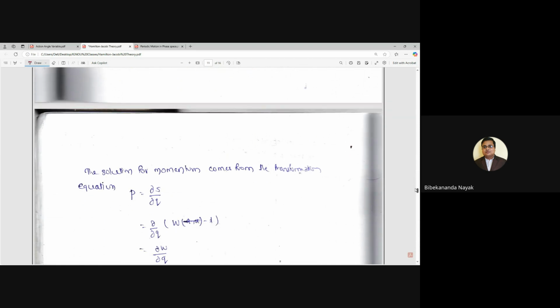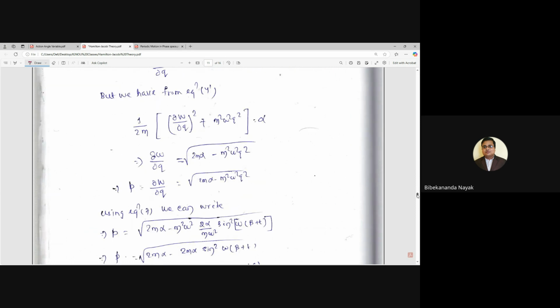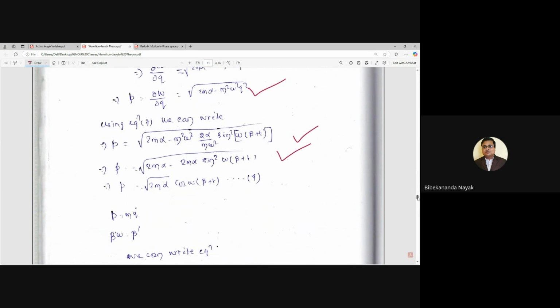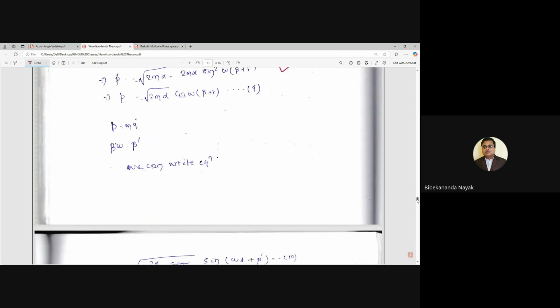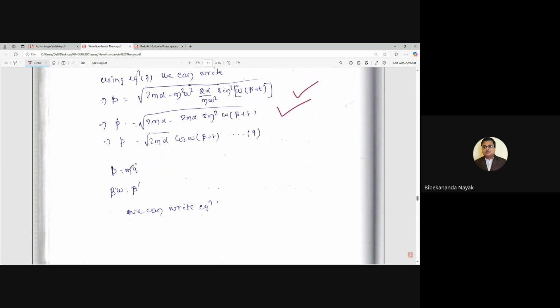Then we can calculate p. P is equal to del S by del q. Taking this del by del q, we calculate the p. So knowing p and q, you can find the Hamiltonian. Also P is equal to m q dot. You can check whether P is the momentum, mass into velocity, and Q is the position coordinate. So you can also calculate it by m q dot.